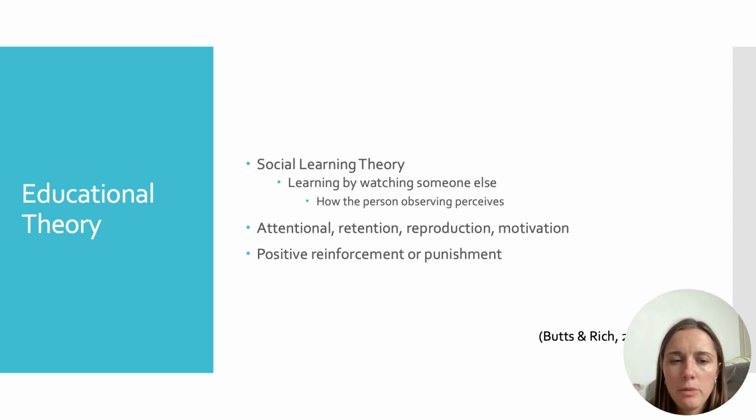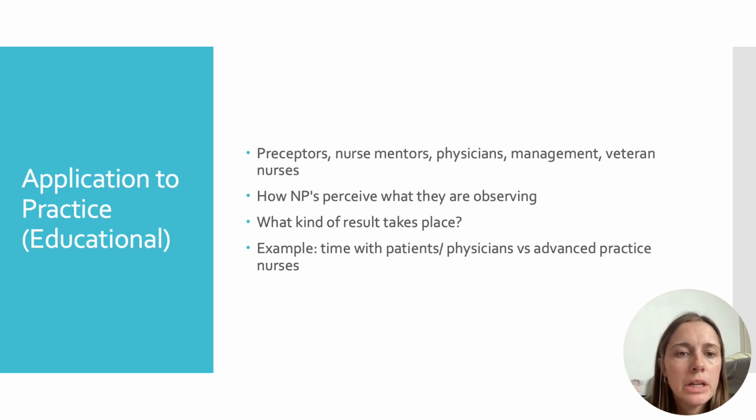And basically, how we perceive what's happening, is there a positive outcome with that, or is there a negative outcome with that? And then what are we going to do? Are we going to copy what we saw, or are we going to change it because of what we saw? So, like I said, there's preceptors, nurse mentors, physicians, management, veteran nurses that we're going to be watching. And then we want to know, how are we going to perceive what we are observing? And so what kind of results take place?